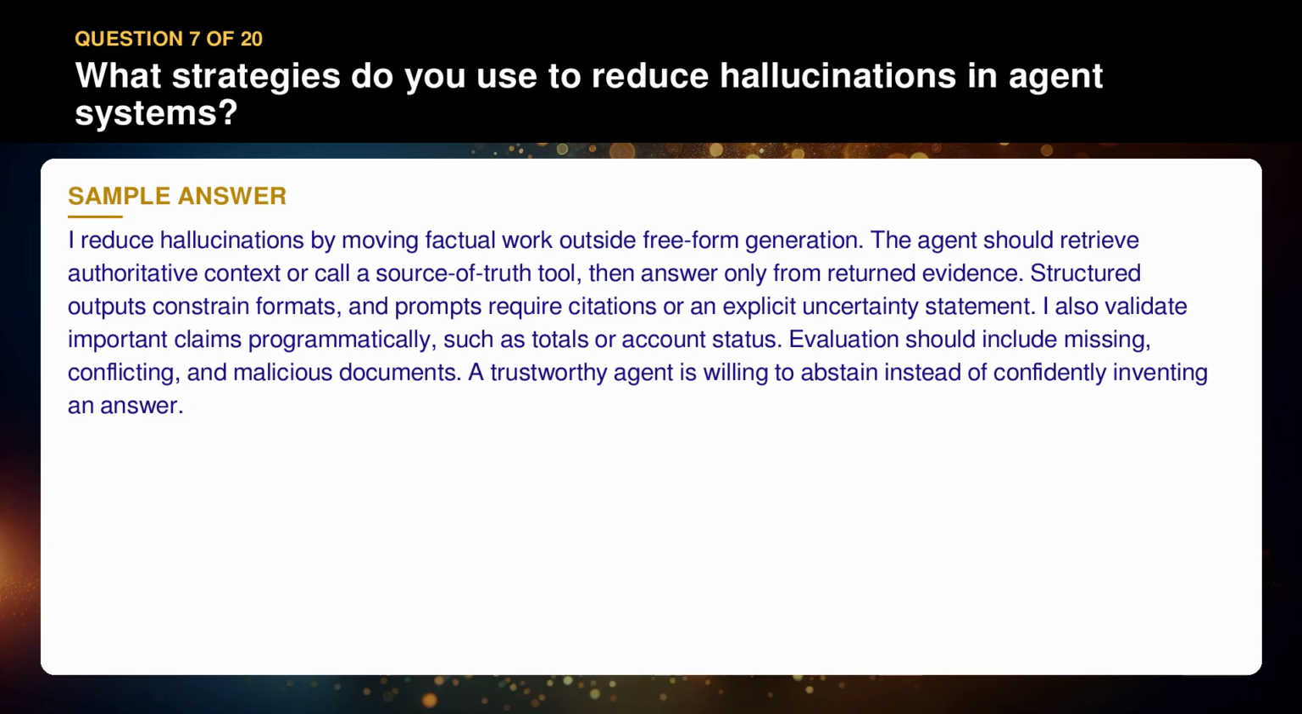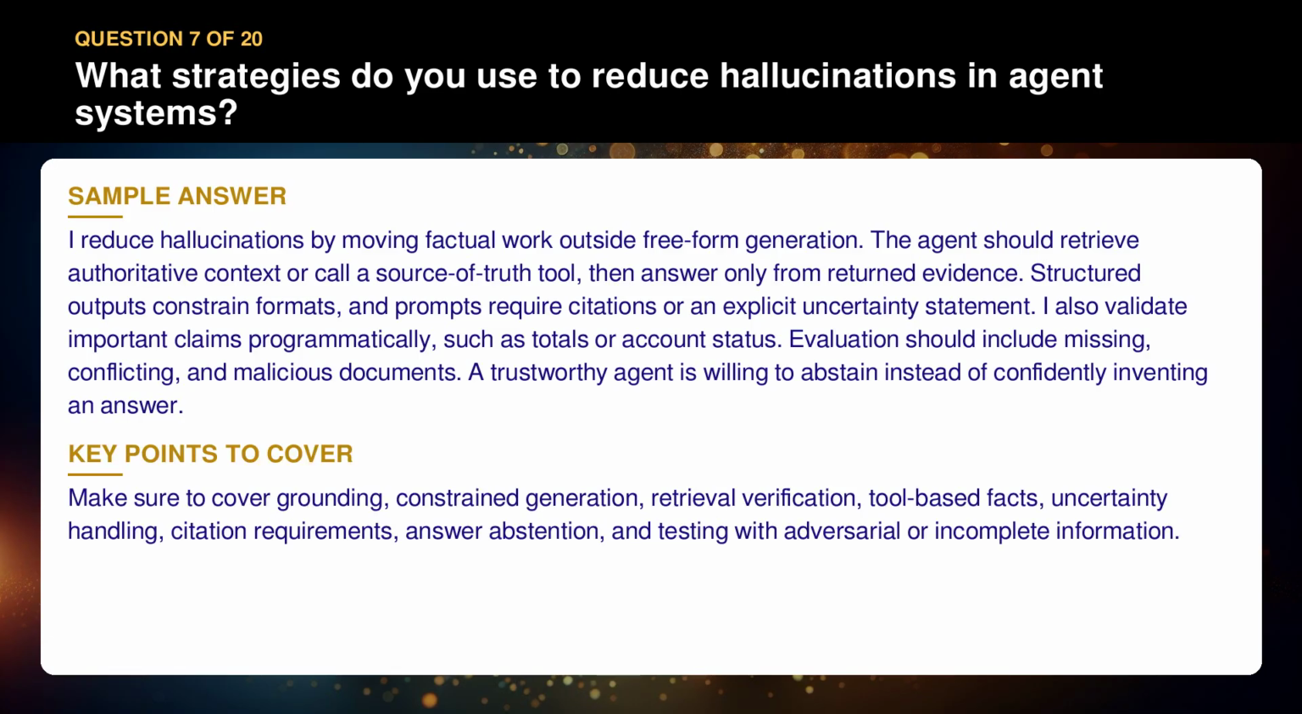Evaluation should include missing, conflicting, and malicious documents. A trustworthy agent is willing to abstain instead of confidently inventing an answer. Make sure to cover grounding, constrained generation, retrieval verification, tool-based facts, uncertainty handling, citation requirements, answer abstention, and testing with adversarial or incomplete information.